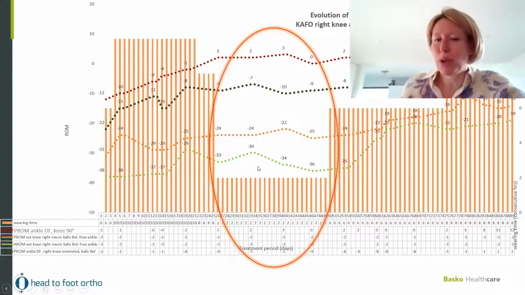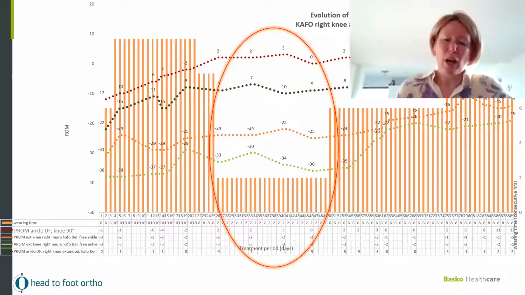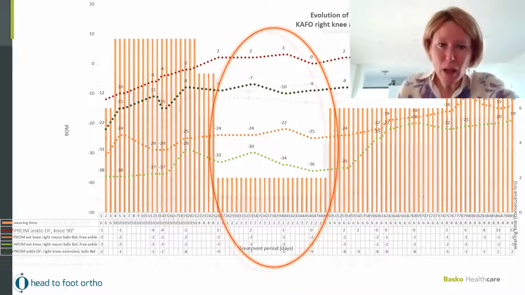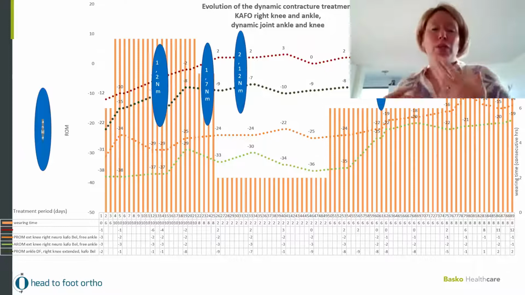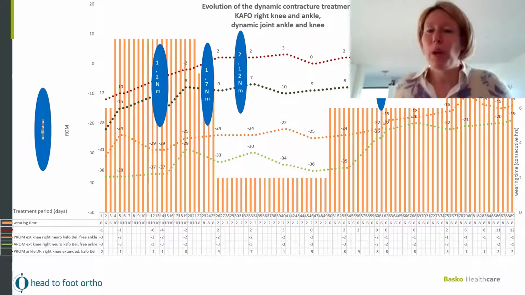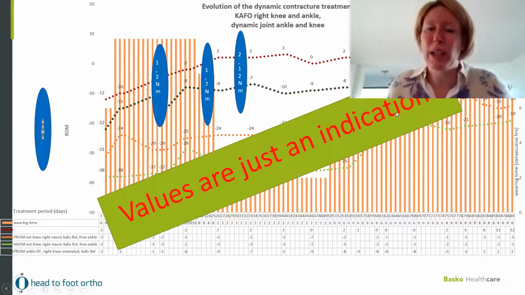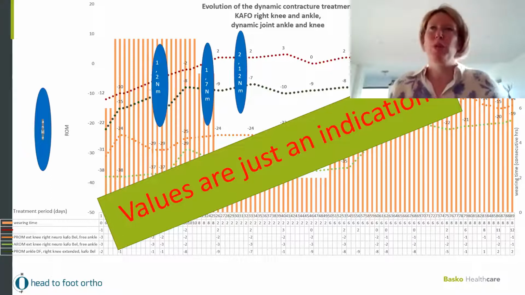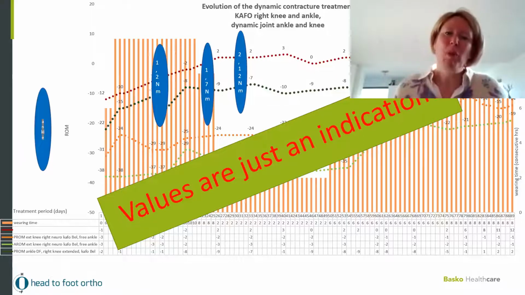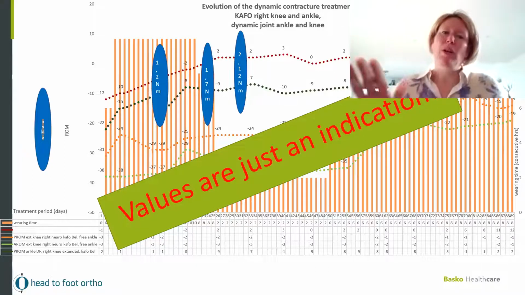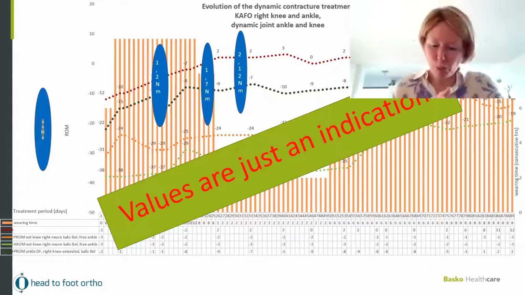So that's very important to know that the more you use the dynamic joints, the better the outcome will be. And this is just an indication. If you want to ask me how much force or how much torque did you put on, well, this is exactly the outcome. We just noticed this, but it is really only an indication. You cannot say, I will put 3 Newton meters on and it will work very well. That does not work that way. It's very important that you just follow the protocol and you only increase if you don't have a gain of range of motion. We'll come back to that later.